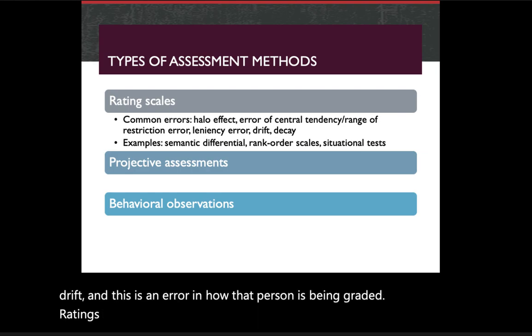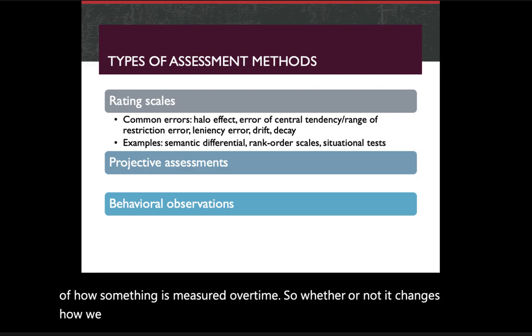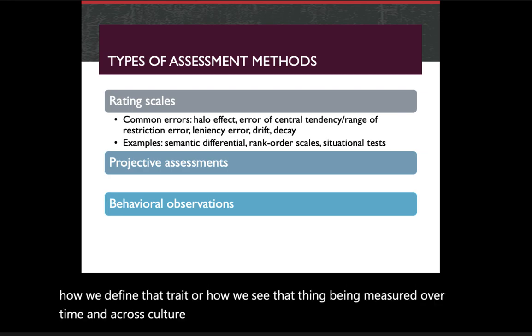Rating scales can also be prone to decay, which is the decreased reliability of how something is measured over time. So whether or not it changes how we define that trait or how we see that thing being measured over time and across culture, if there's decay in that, it's an error in how we can interpret the results today.